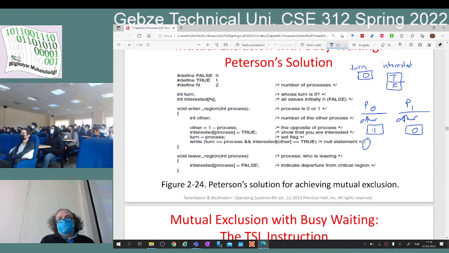Okay, let's play our scenario of let's get unlucky. We are very, very unlucky. I am running the same thing again. As process 0, I entered this function. I am entering the critical region. Int process, other is 1. Interested process is true, like that one. I made turn process, so turn is 0. Before I get to run this while loop, a switch occurred, and P1 is running the same code.